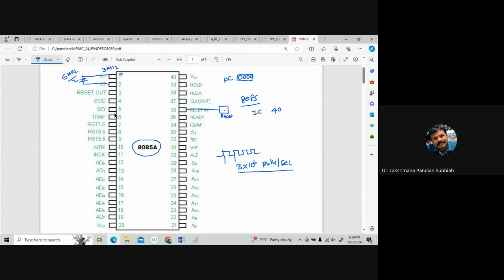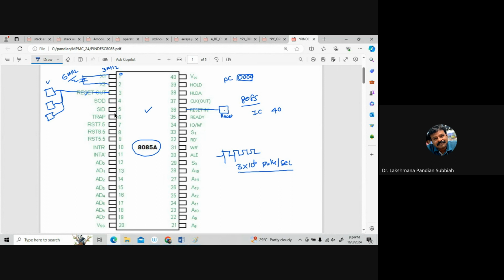Also, if some other devices are connected, when the processor is reset, all those other devices are reset too. That is connected with the reset out pin. If you reset the processor, the connected device also gets reset, and we can use reset out for that. So reset in is connected with reset out, and every device goes to the initial state. That is reset out.